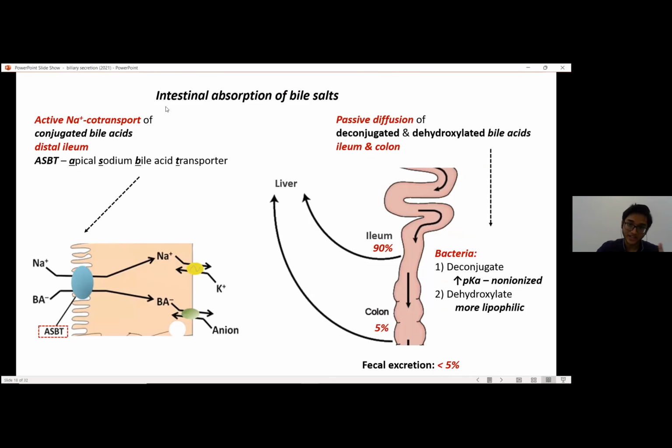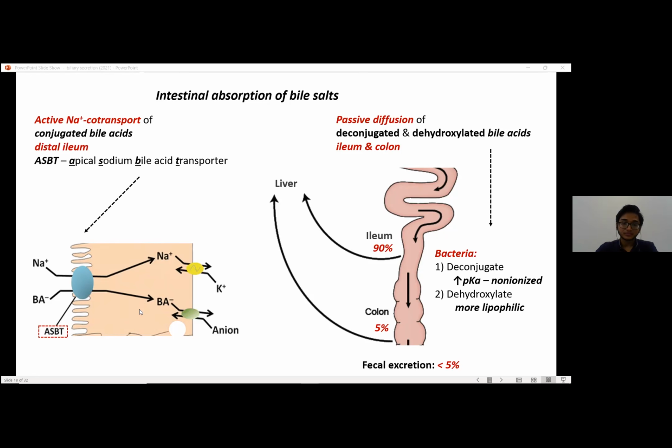This you need to know again. You need to know that most of it is absorbed in the ileum. You need to know that bacteria will deconjugate and dehydroxylate, which makes it more lipophilic. Then because it's more lipophilic, it can cross the membrane easily. So this is passive diffusion, okay?